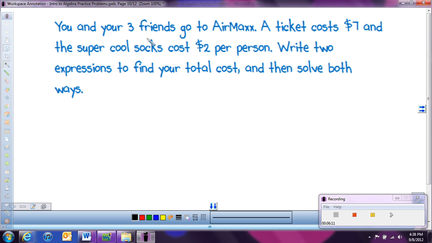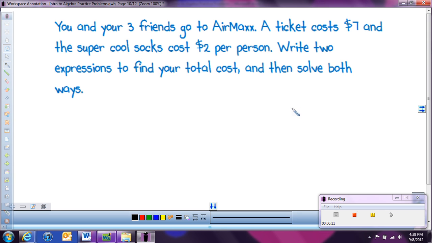So the problem says you and your 3 friends go to Air Max. A ticket costs $7, and the super cool socks you have to buy cost $2 per person. Write 2 expressions to find your total cost, and then solve both ways. All right, well, first, let's set this up using the distributive property of what that would look like.